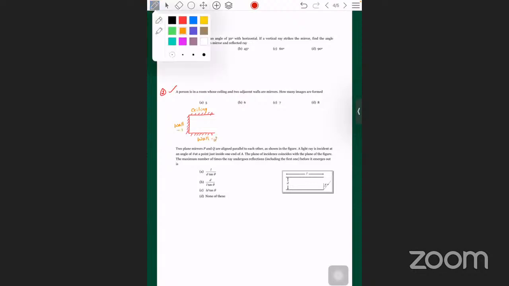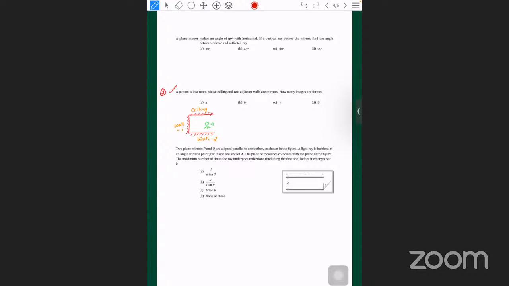Now, a person is standing in a room. Can you tell me how many images will be formed in this case? Look at the problem, a very interesting one. How many images will be formed? I'm not sure, but is it 6, sir?